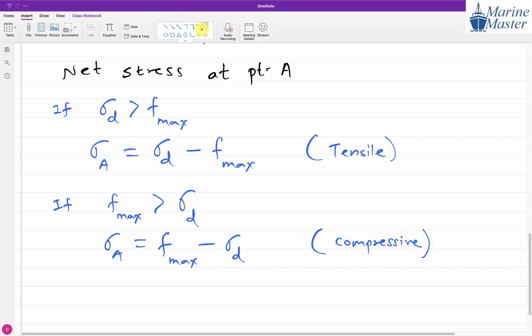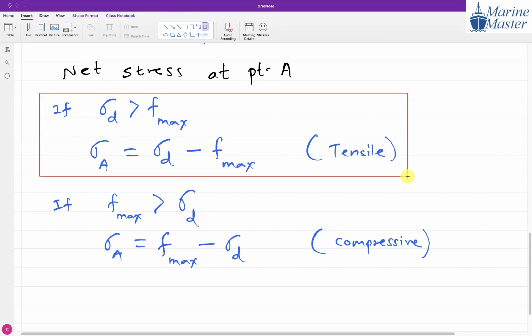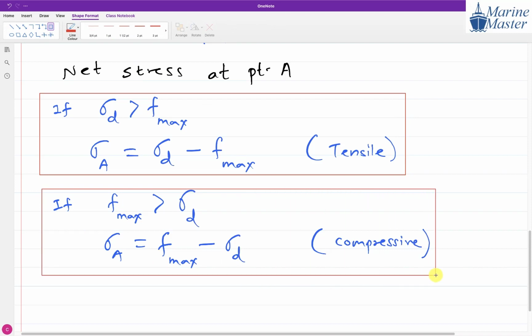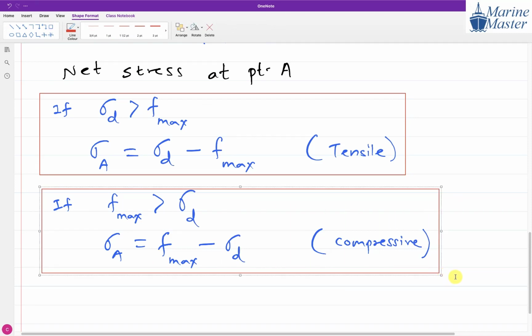Try to understand the scenario here. We are discussing very, very important points here, and it is applicable everywhere, guys. If you want to add two stresses, then their nature must be the same. If their natures are different, then we can't add.